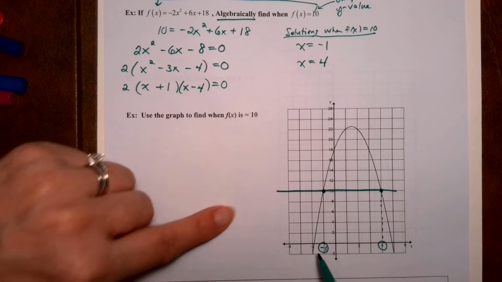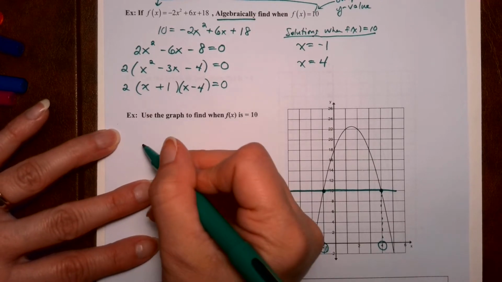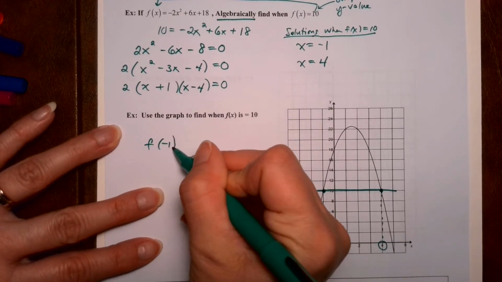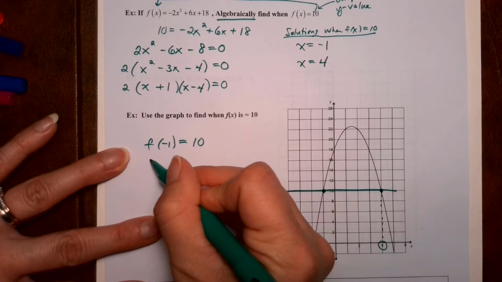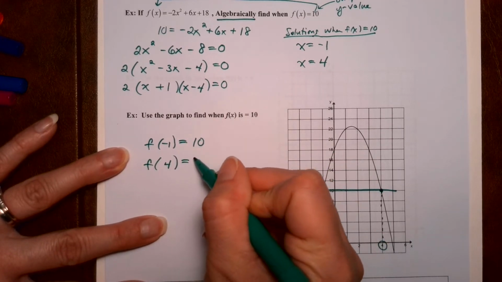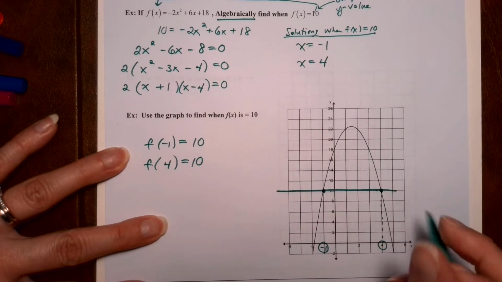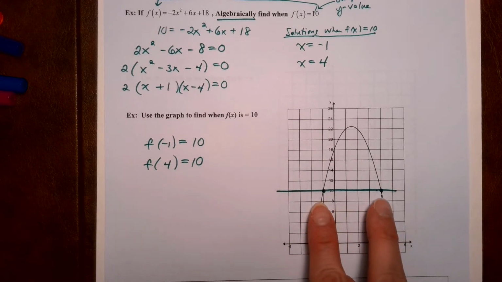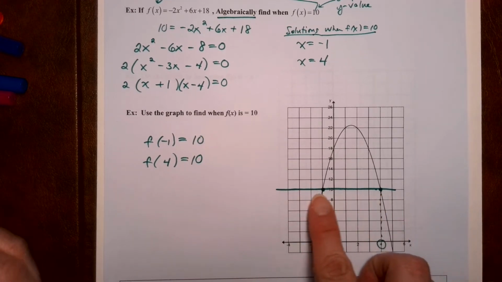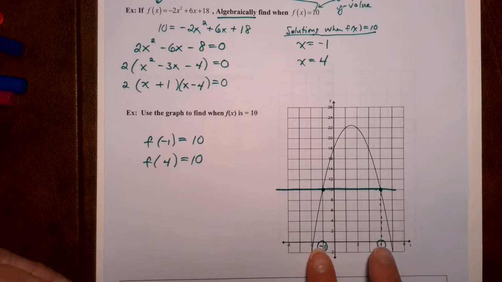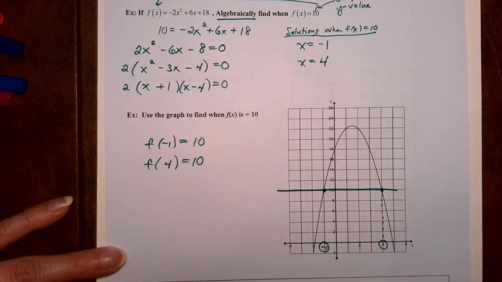So we could write this a variety of ways. We could say f of negative 1 takes us to 10, and f of 4 takes us to 10. We could also write them in point form because that's when you get a value of 10. So graphically, you'd want to look on the y-axis to find the x values. Algebraically, you could solve it.